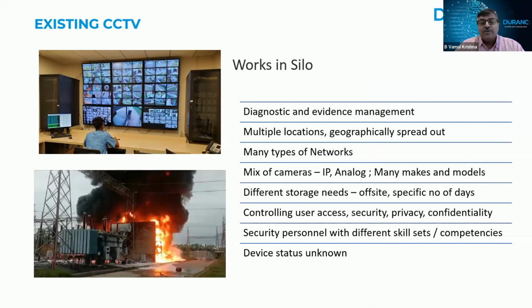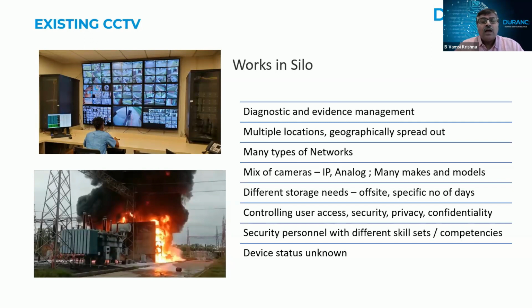But when you have a distributed network, you will have multiple locations. They would be geographically spread out. You will have a mix of possibly different types of cameras, IP cameras, analog cameras, many different makes and models, etc. Controlling the user access obviously becomes a bit more challenging in such a scenario. Ensuring security, privacy, and confidentiality of this video data, the recordings, etc., becomes more challenging.